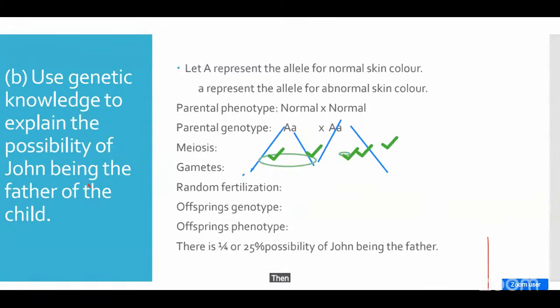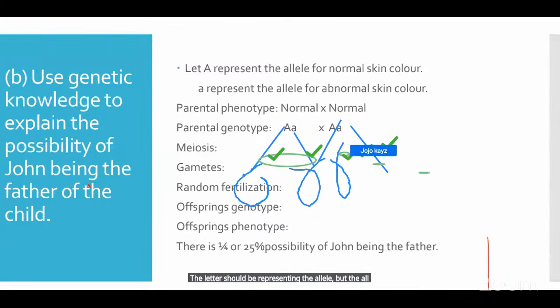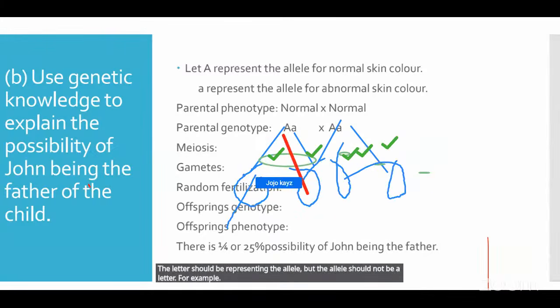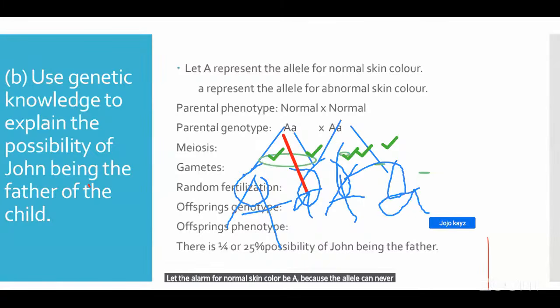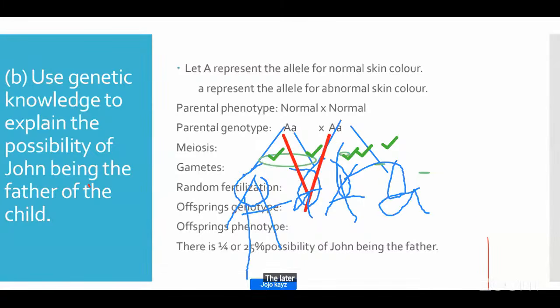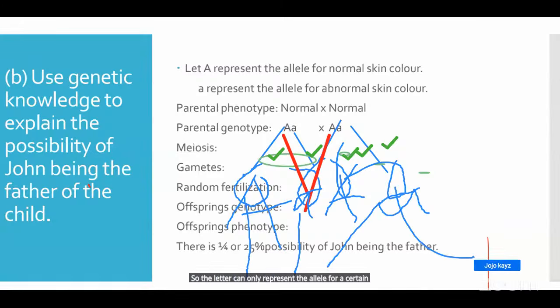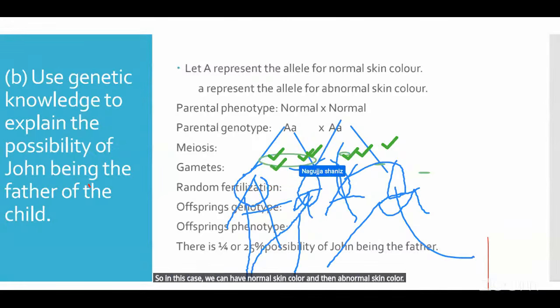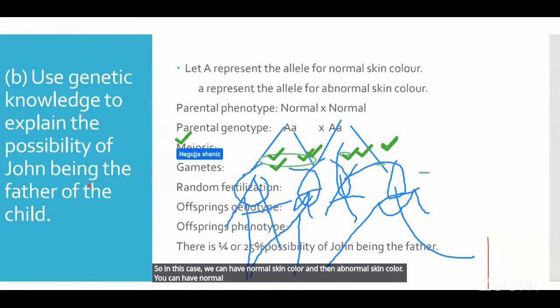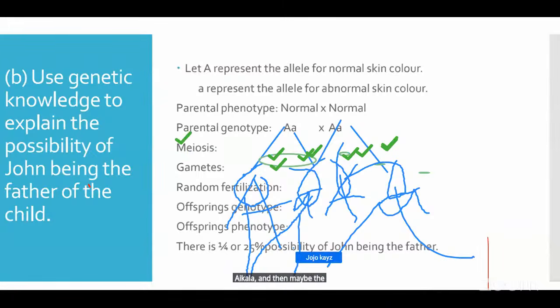Then the letter should be representing the allele, but the allele should not be a letter. For example, you shouldn't say, let the allele for normal skin color be A, because the allele can never be the letter. So the letter can only represent the allele for a certain characteristic. So in this case, we can have normal skin color and then abnormal skin color. You can have normal eye color and then maybe the pink eye color.